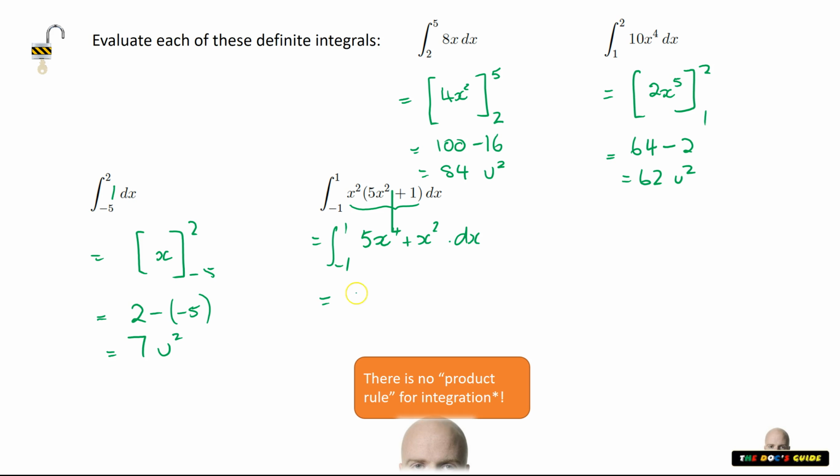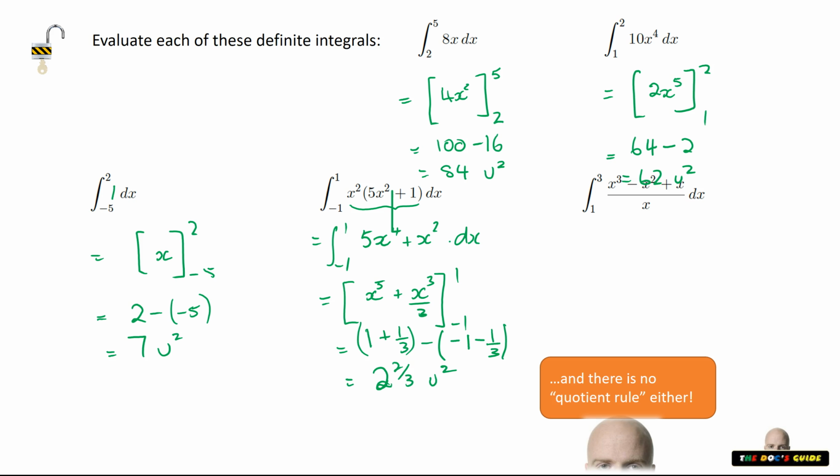And we just integrate each term. This becomes 5x to the 5th on 5, or just x to the 5th, plus x cubed on 3, from 1 to minus 1. We put our values into that, and we get 1 plus 1 on 3, minus, and we put minus 1 in: minus 1 to the 5th will be minus 1, plus minus 1 on 3. We do our addition, and we get 2 2/3 square units as our answer.